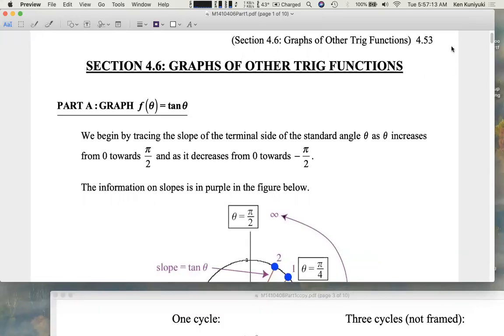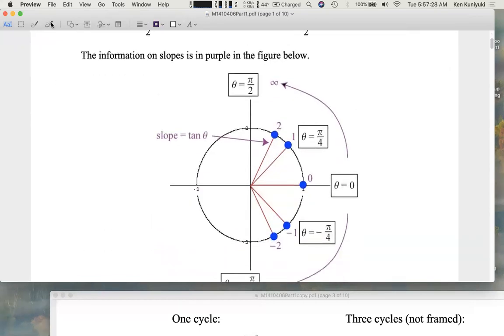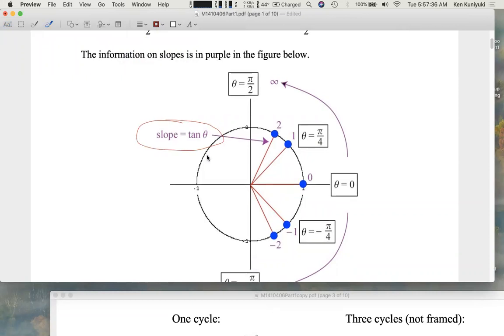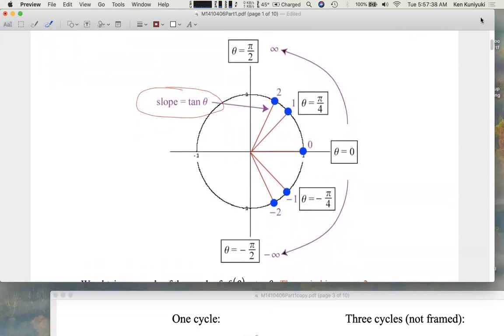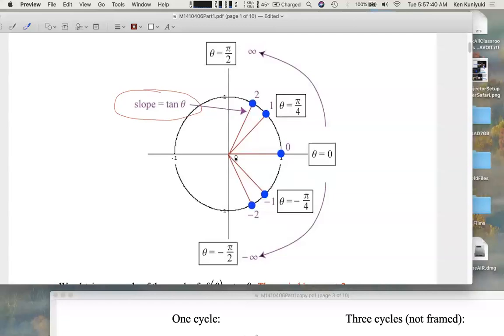Hi everyone, we're going to graph other trig functions beyond sine and cosine. In section 4.6, we're going to start with graphing y, or f of theta, equals tangent of theta. A key thing to remember, tangent is what? Tangent is slope. That's a great thing to remember. Tangent is slope. So for example, what is the tangent of 0 radians, or 0 degrees?